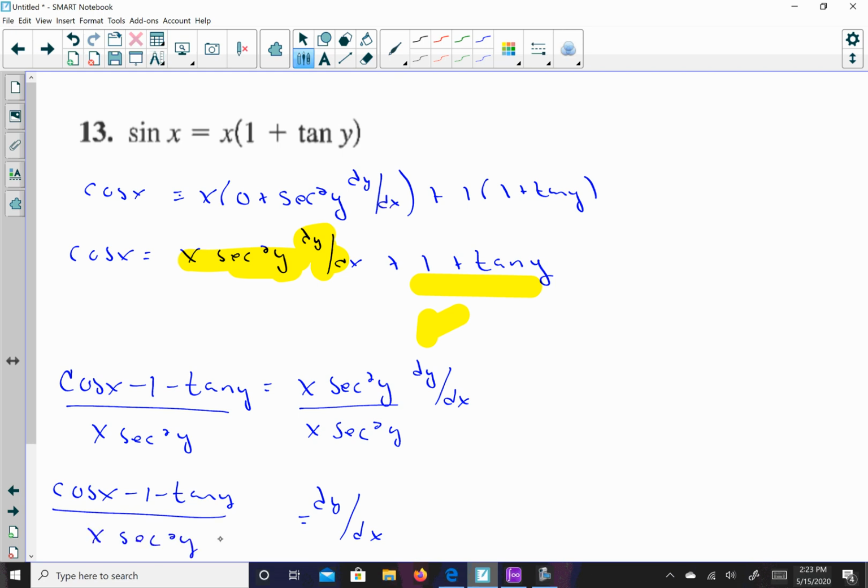And to be honest, when you're solving for a point or something like that, sometimes you'll make more mistakes if you try and simplify it. As long as you have the dy/dx on one side by yourself, you're good. You can stop there.